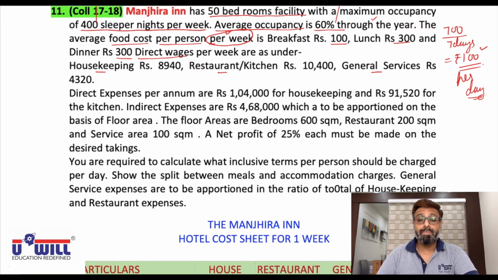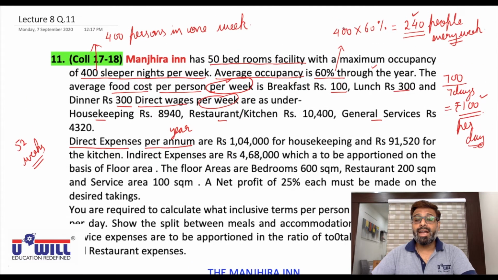Direct expenses per annum are rupees 1,04,000 for housekeeping and 91,520 for the kitchen. So direct expenses are again per annum. Per annum means per year, and in 1 year there are 52 weeks. All the other costs are given per week. And I told you earlier that if you are given the sleeper nights per week, then we will be making the cost sheet for 1 week only.